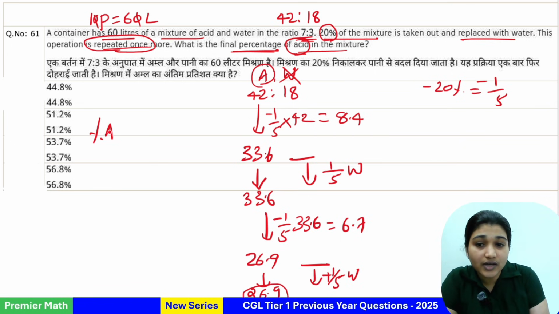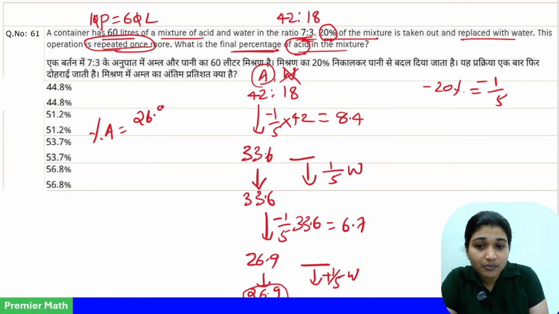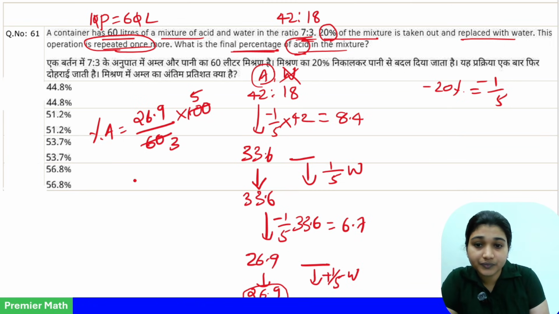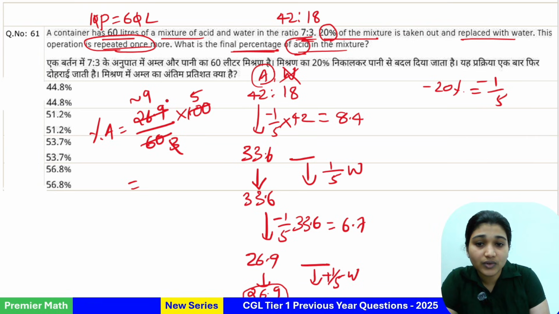So the percentage of acid is equal to 26.9 out of the total 60 liters, into 100. This is equal to around, 3 goes 9 times in 27, so 26.9 is around 9 into 5, around 45 percent. Option 1 is your answer.